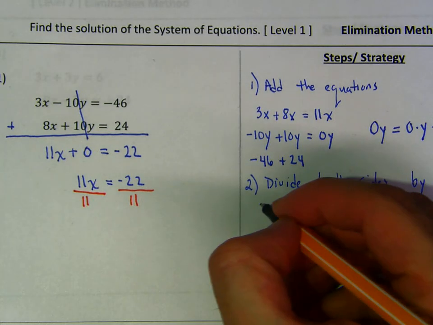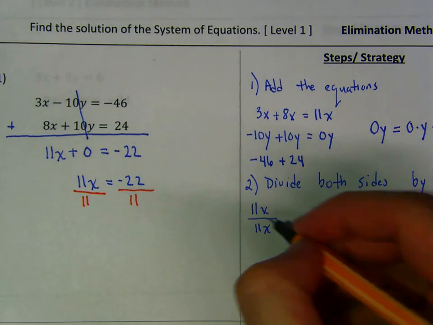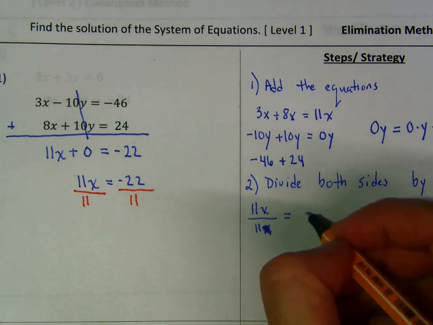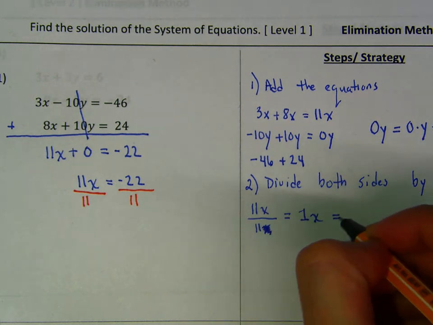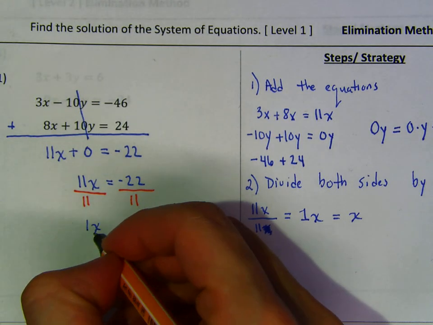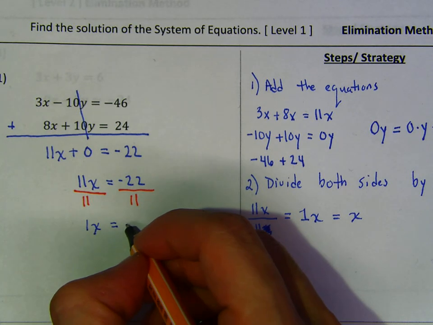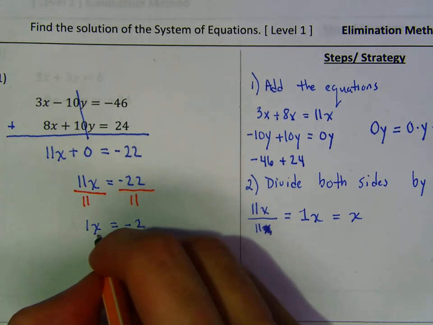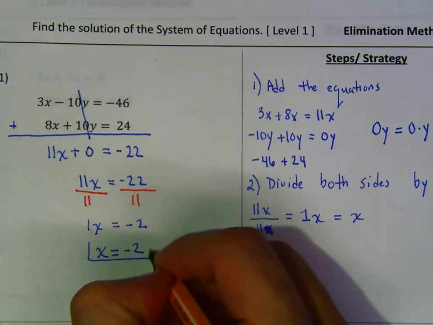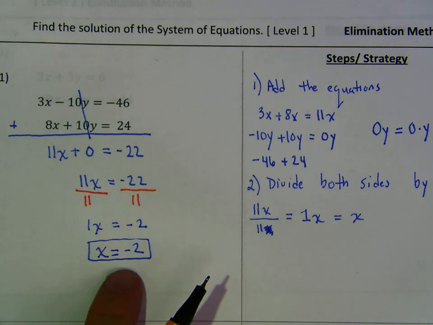Notice, what is 11x divided by 11x, right? Sorry, pause. There's no x here. What is 11 divided by 11? That's 1x, or just x, right? So here, technically, there's a 1x equals, what's negative 22 divided by 11? That is negative 2. So notice this is the same as saying x equals negative 2. Bam! Very, very, very nice, right? So now we have x is equal to negative 2.